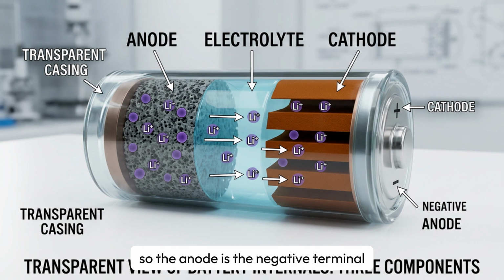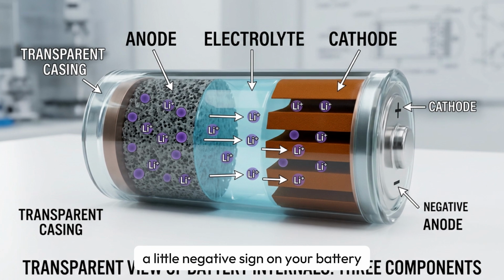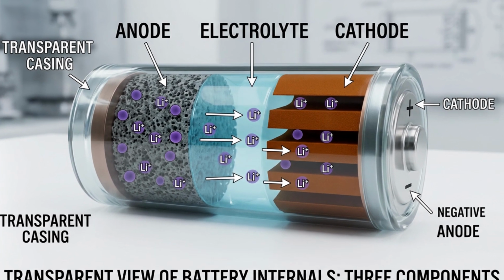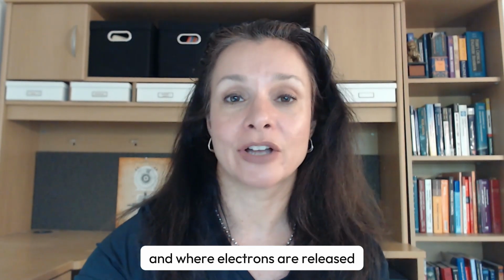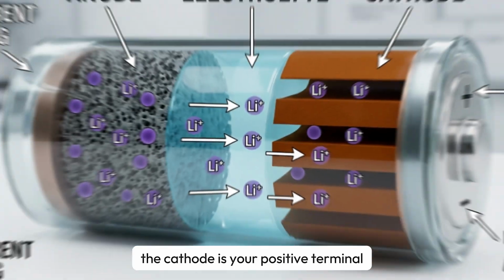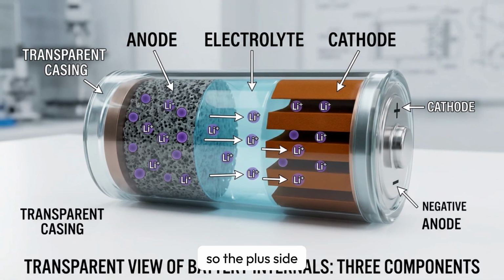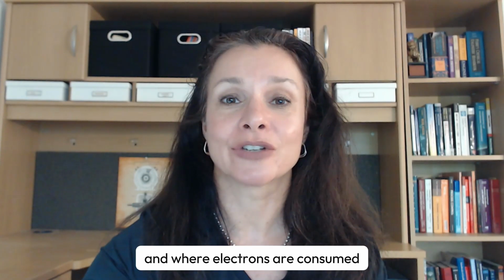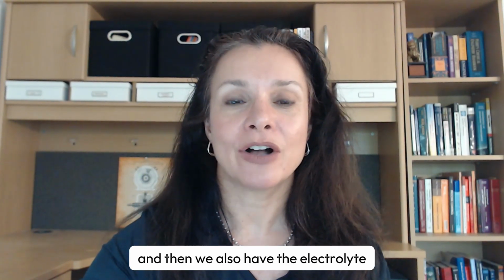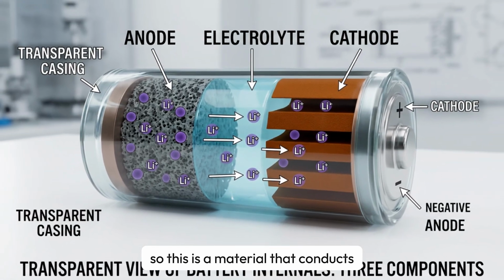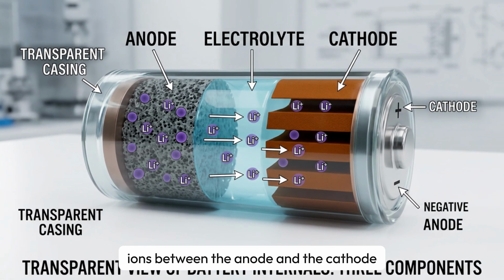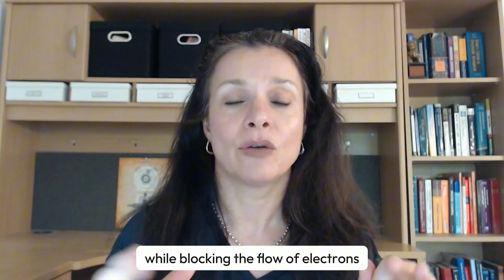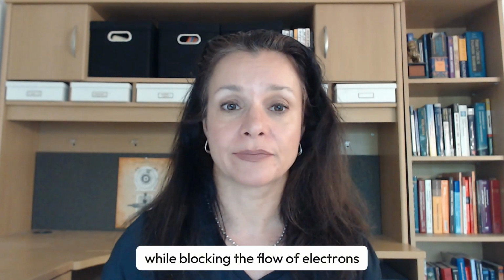So the anode is the negative terminal. There's a little negative sign on your battery. That's where oxidation occurs and where electrons are released. The cathode is your positive terminal, so the plus side. This is where reduction occurs and where electrons are consumed. And then we also have the electrolyte. So this is a material that conducts ions between the anode and the cathode while blocking the flow of electrons.